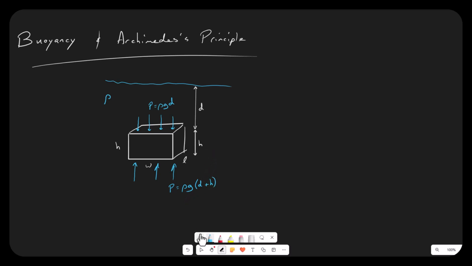This means that we have a difference. We have a downward pressure of rho g d. We have an upward pressure of rho g (d plus h). If we want the forces, that means we will have a downward force of rho g d times the area, right? Because a pressure times an area gives us a force. The area of this thing is W times L. So I'm going to write that area is W times L.